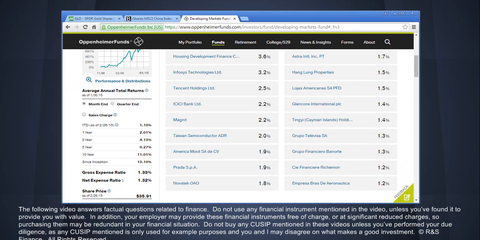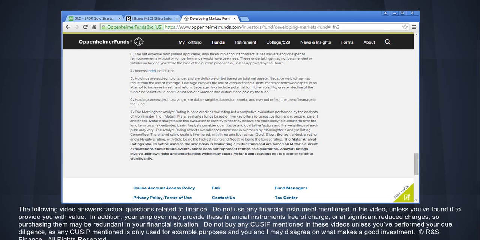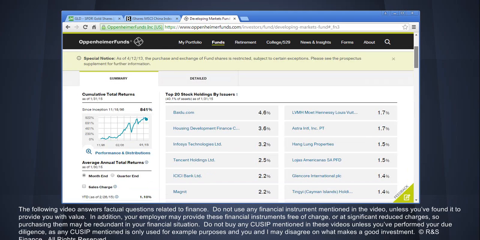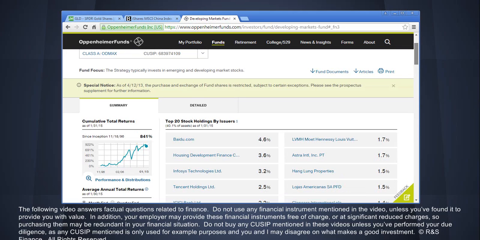Now, right off the bat, some people will debate what these mean, and they have a nice little explanation. The net expense ratio, right? When it's that close, it doesn't really matter, in my opinion. But if you want to look, the net expense ratio, where applicable, also takes into account contractual fee waivers and/or expense reimbursements without which performance would have been less. These undertakings may not be amended or withdrawn for 1 year from the date of the current prospectus unless approved by the board. Now, there's one thing to note about this fund and other funds.